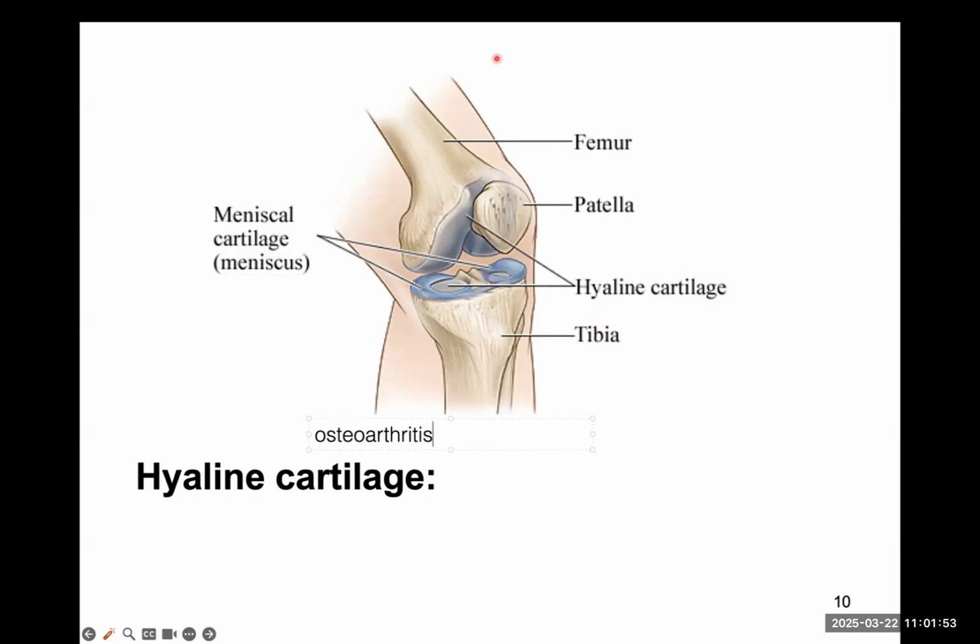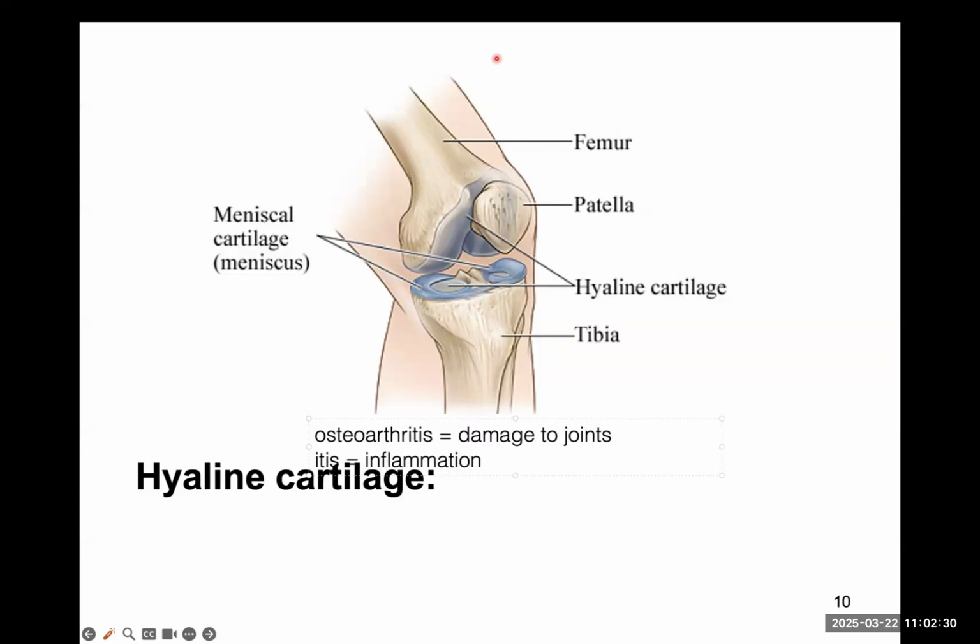Osteoarthritis. So osteo means bone, and arthritis means damage to the joints. So osteo stands for bone, and arthro stands for joints, and then osteoarthritis means damage to the joints. And then I also want to mention the word itis. Itis means inflammation.